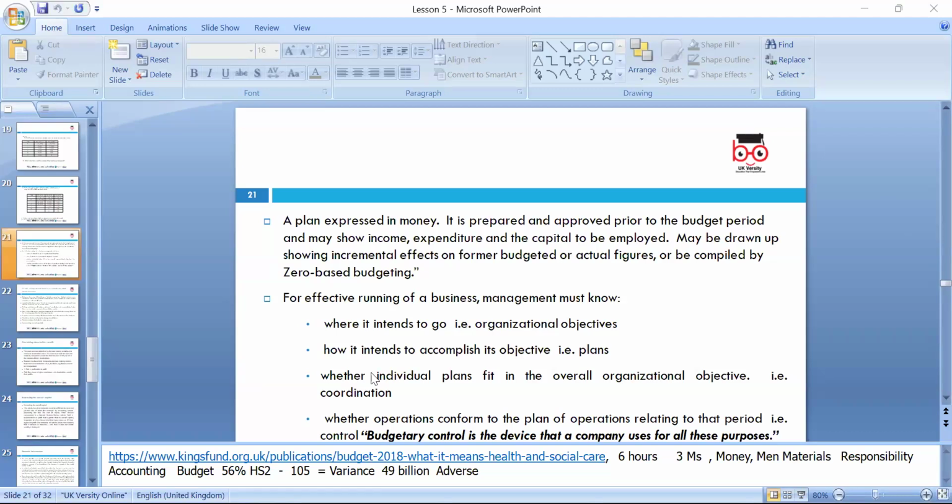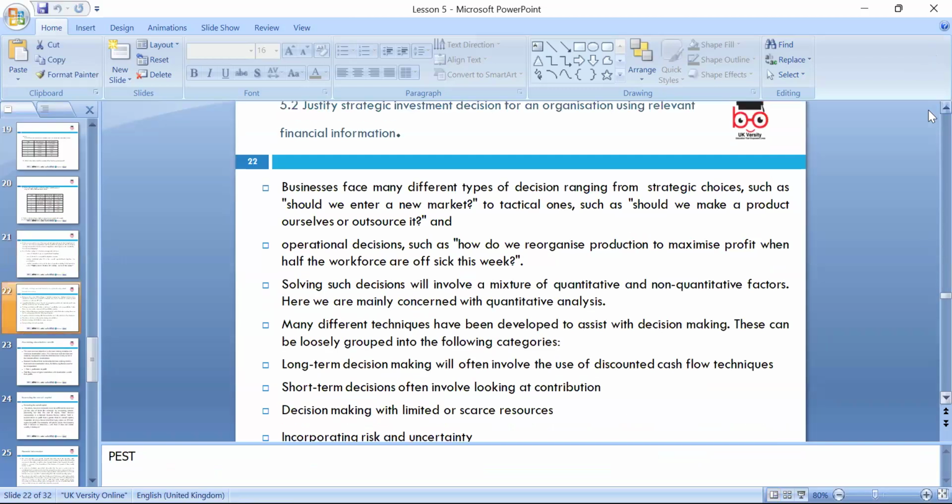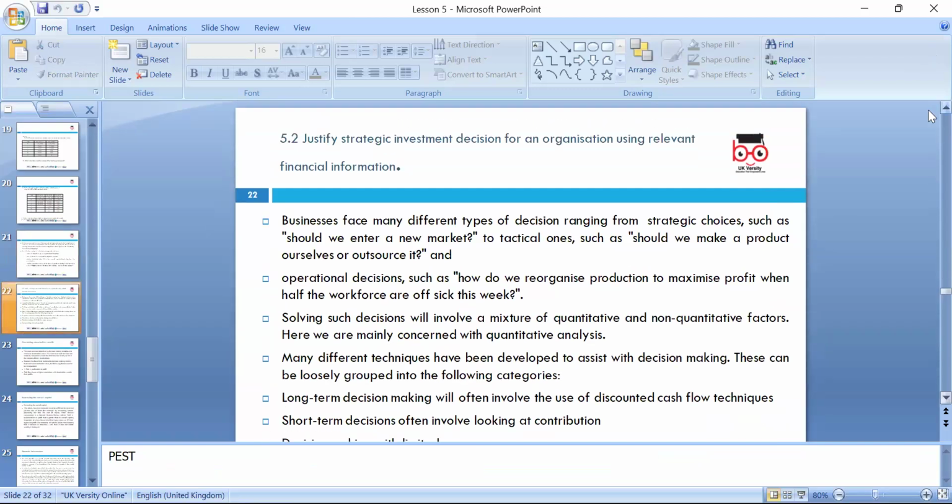Look at the organization's objective, where the organization wants to see itself in the future. In budgetary control, we have to look at the money-wise budget and the cash inflows and outflows, and we can make the budget accordingly. Okay, then we have 5.2.